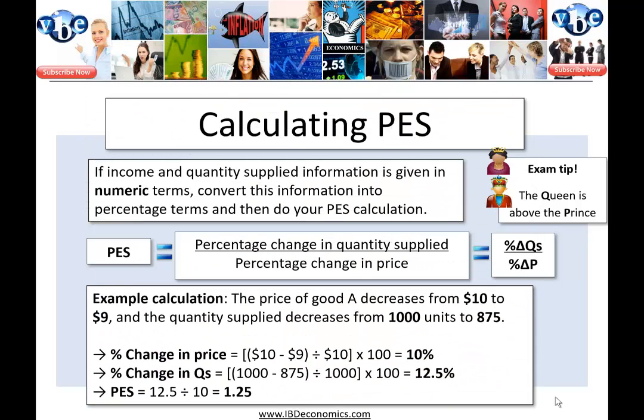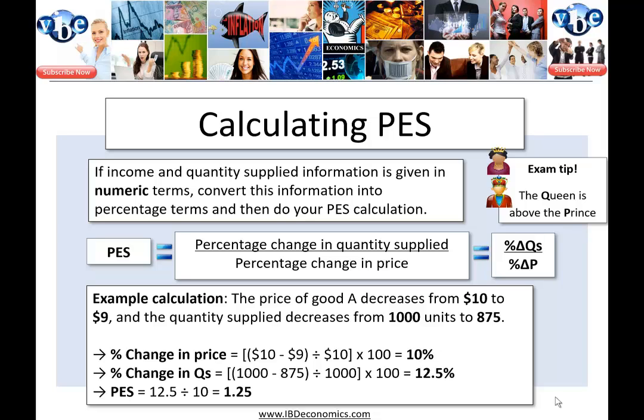Here's the example. Price of good A decreases from $10 to $9, and the quantity supplied decreases from 1,000 units to 875. We work out percentage change in price. So we've got the formula: original minus new divided by the original. In this case, $10 was the original price, $9 was the new price, and we divide that by the original price. Multiply it by 100 because we're looking at percentages here, and that turns out to be 10%.